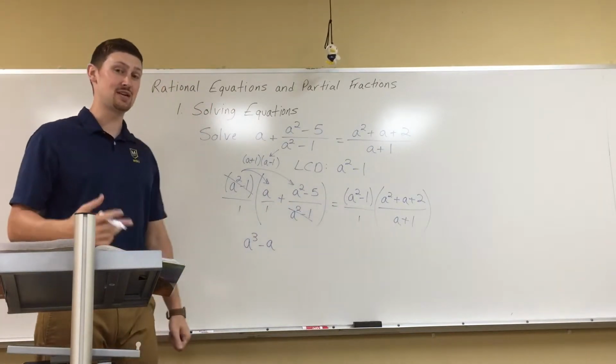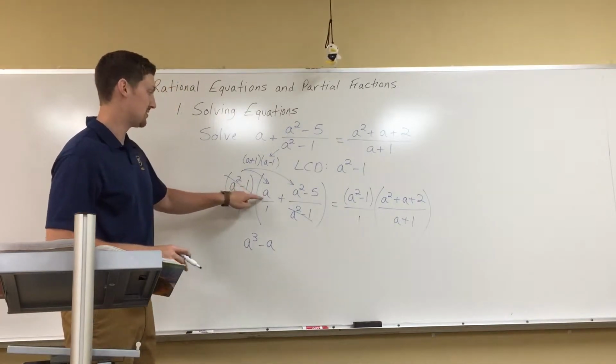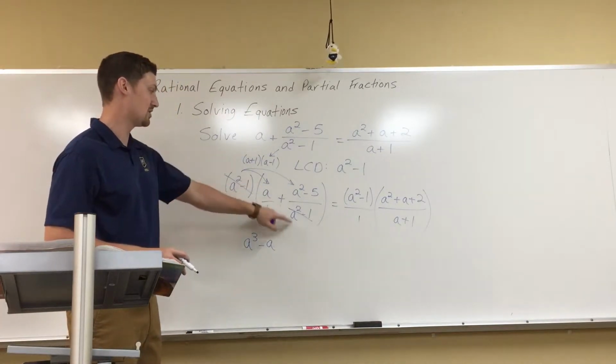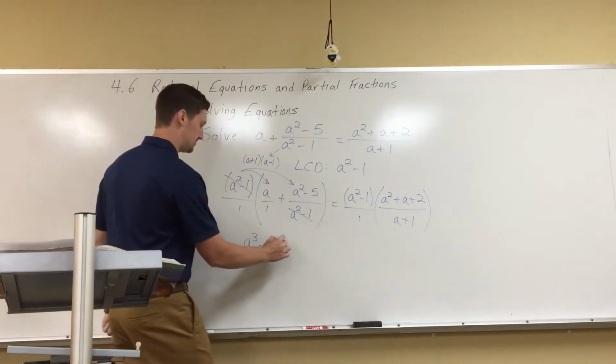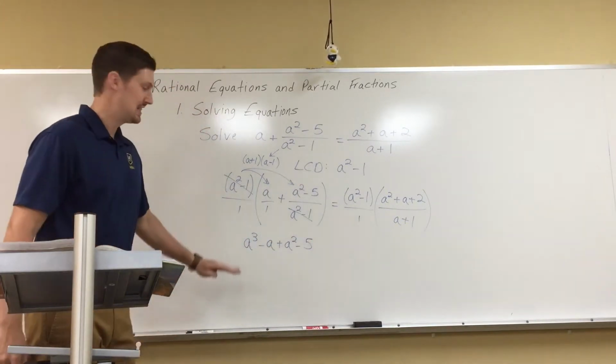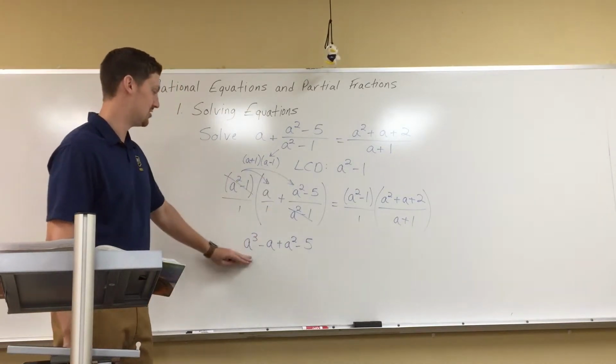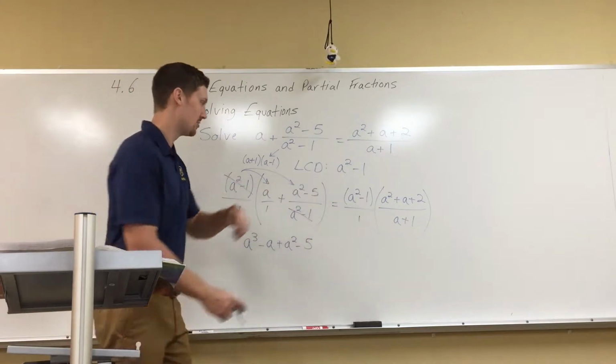That's why we do the LCD. We're going to get some canceling out here. It's going to be a little easier. We had to multiply to the first one because it couldn't cancel. The second one could cancel. We're just left with this, A squared minus 5. That's my left side. Notice, it's a lot easier than what we started with. No more fractions. What about over here?